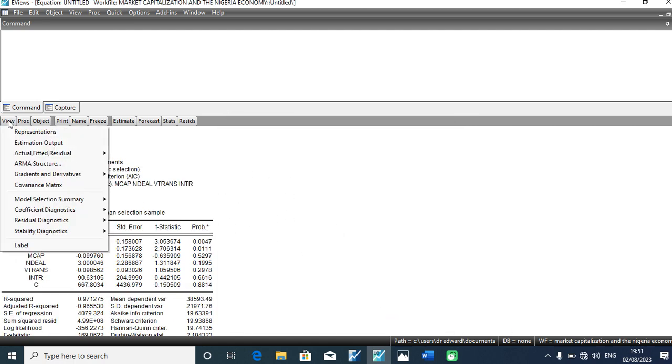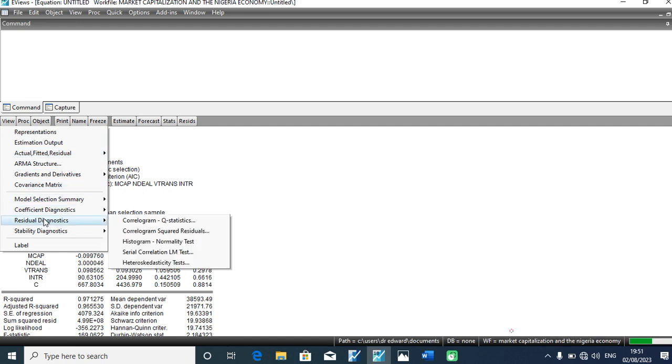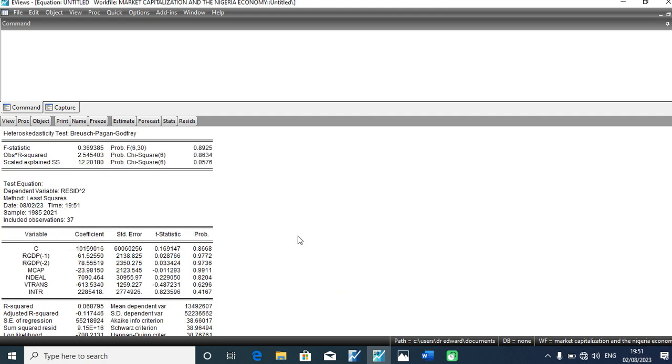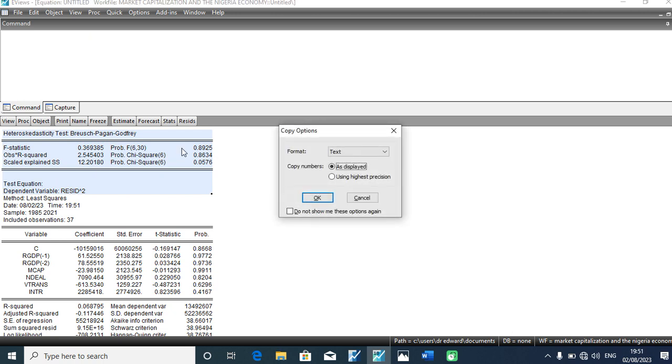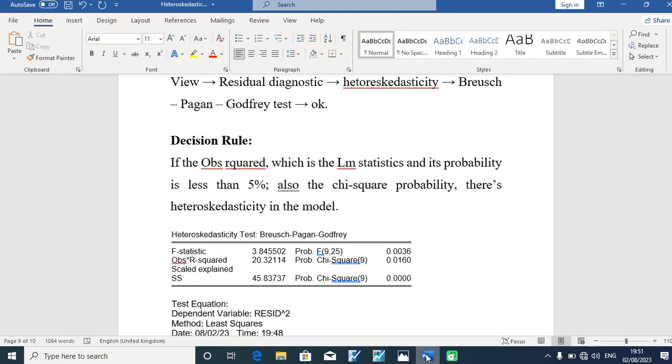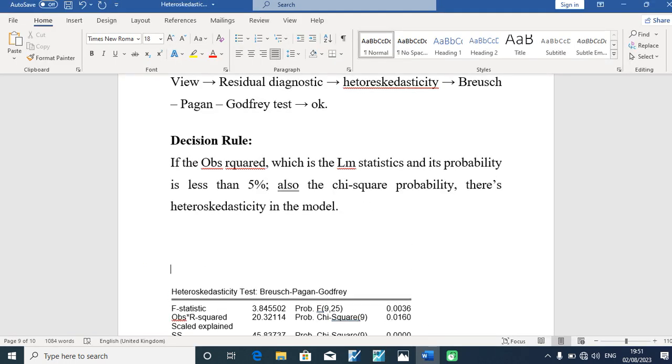I will go to View. From View, I will maneuver again to Residual Diagnostics. From Residual Diagnostics, I will move again to Heteroskedasticity. I will still leave it at Breusch-Pagan-Godfrey test. I hit OK. Then I will be exposed to another result that looks like this. This is what I got this time. This result is better than what I got previously. I will copy it neatly to a PowerPoint or to a Microsoft Word for identification and interpretation.